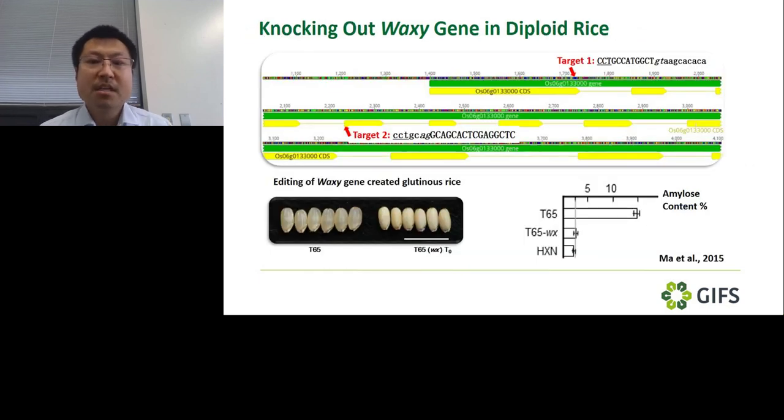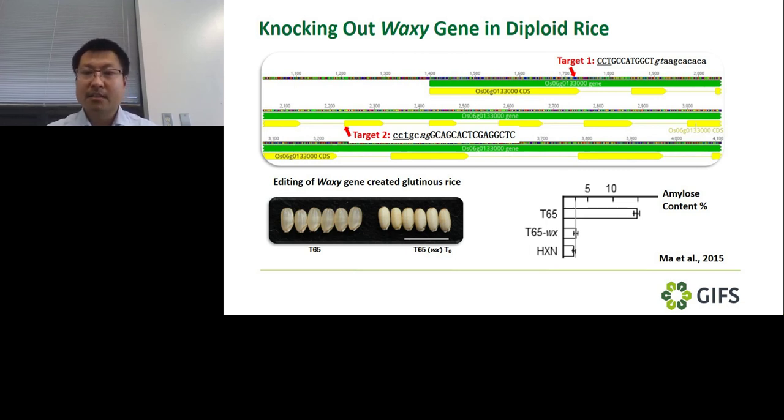So in order to create glutinous rice from normal rice varieties in a fast and efficient manner, we designed 2 targets in the exon of the Waxy gene. And then we transformed rice. In the T0 generation, which is the first generation of the transgenics, we already obtained glutinous rice. That means the 2 alleles of the Waxy gene are both targeted.